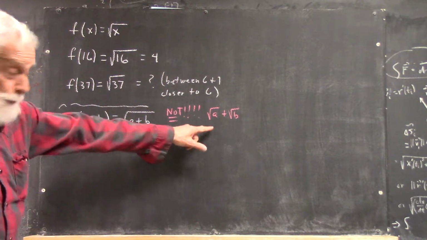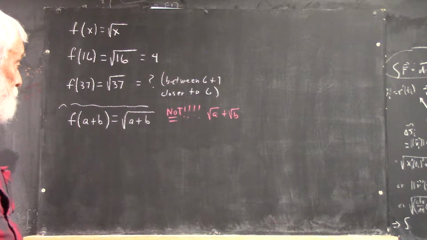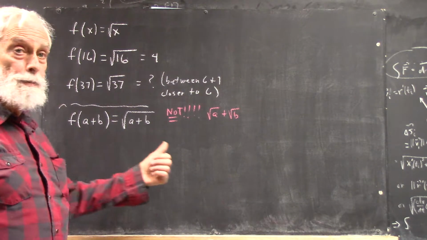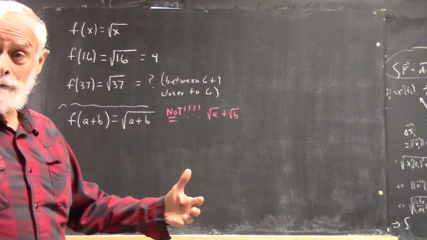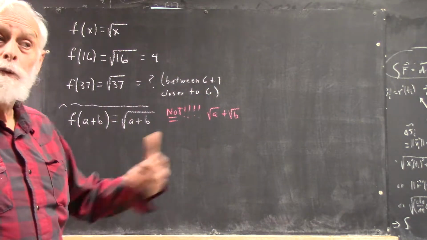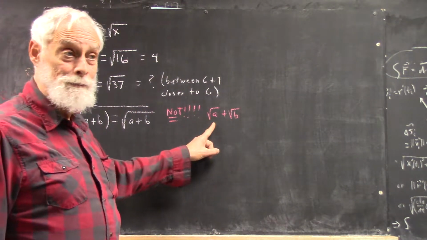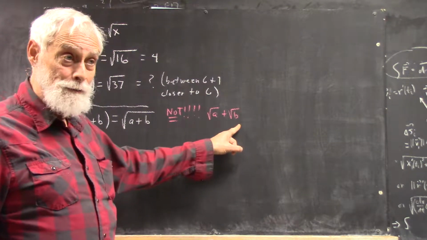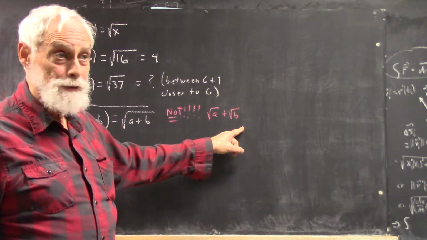It's not this. Okay? What's the square root of 16 plus 9? What's 16 plus 9? 25, right? What's the square root of 25? 5. What's the square root of 16? 4. What's the square root of 9? 3. What's 4 and 3? 7. 7 isn't equal to 5, is it?